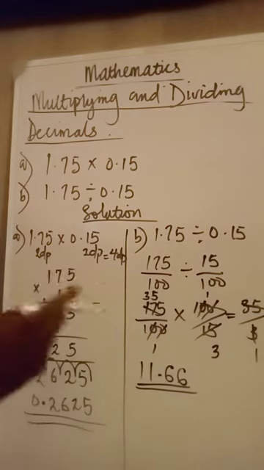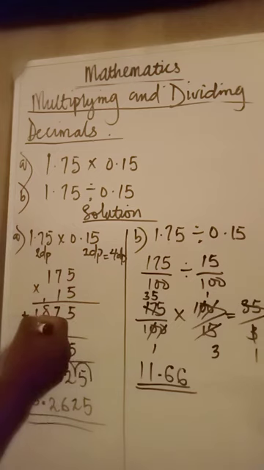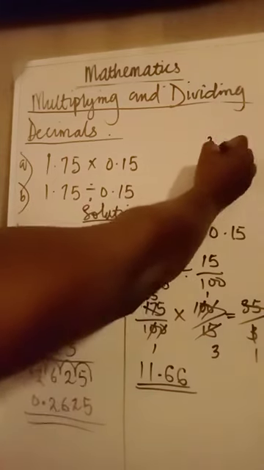Before I go, somebody might ask me, what if you got an answer like this after solving the fraction? Let's say you now got 3 over 10.